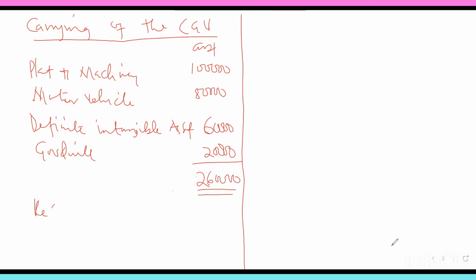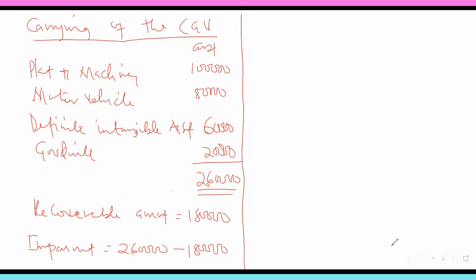Let's come to the recoverable amount. The recoverable amount was 180,000. So our impairment of the cash generating unit would be 260 minus 180. And that will give us how much? 80,000. Yes. So let's look at how we are going to do the allocation of the impairment loss.